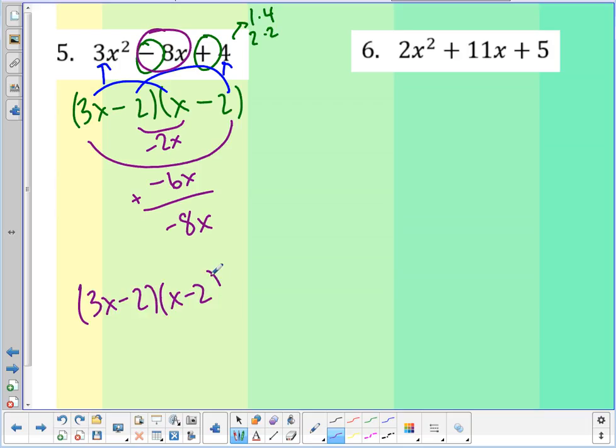If you weren't good with FOIL back in Unit 3, you're going to think a lot about FOIL in this lesson. So I hope you get used to that acronym, that's first, outside, inside, last.